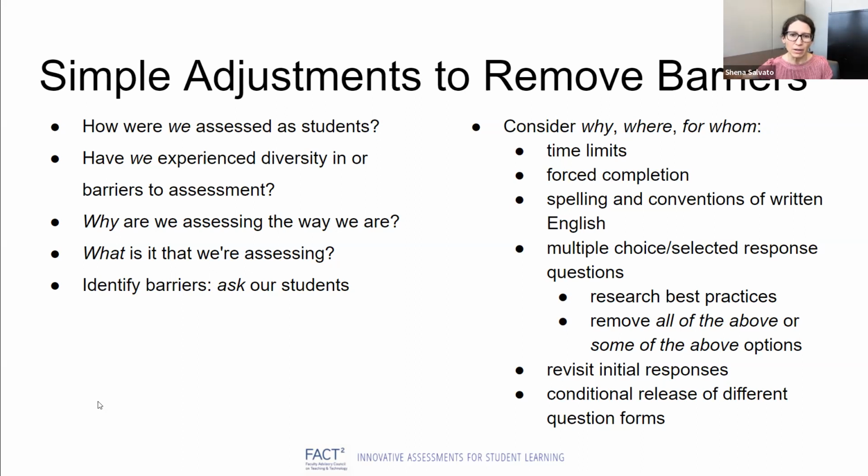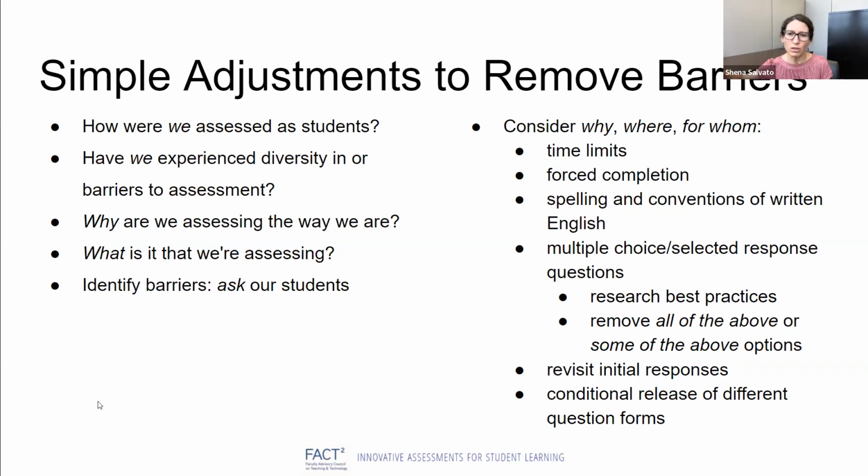I already talked about spelling and conventions of written English, looking at the creation of multiple choice and selected response questions. And I think a lot of times, a lot of us haven't had any formal training or done a lot of research in what makes a good quality multiple choice or selected response question. So digging into that research ourselves and crafting our questions in a way that might be more equitable and appropriate for our students. But within that, we could do things like remove all of the above options or some of the above options to try to take out that piece that might feel tricky for our students.